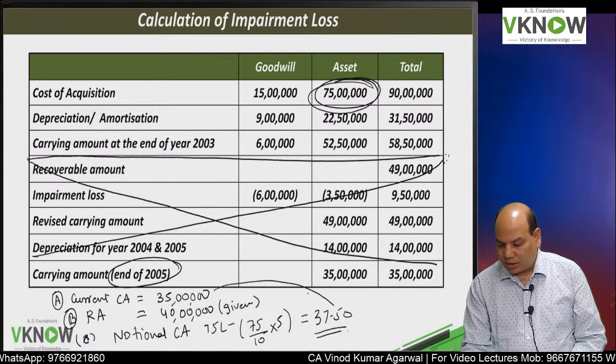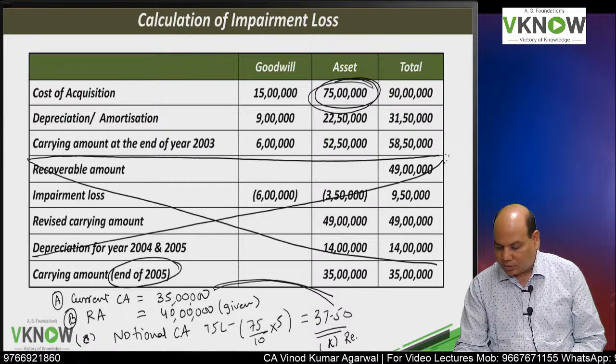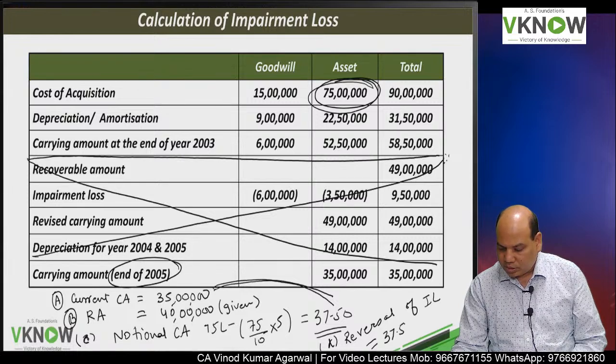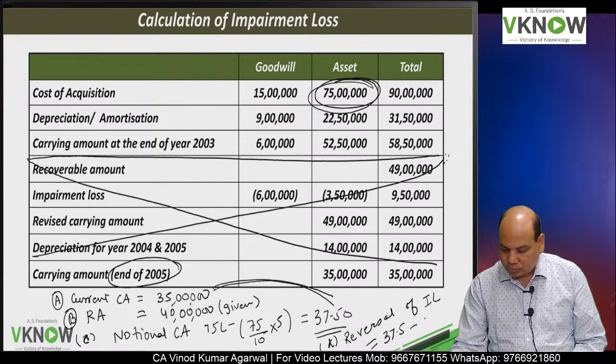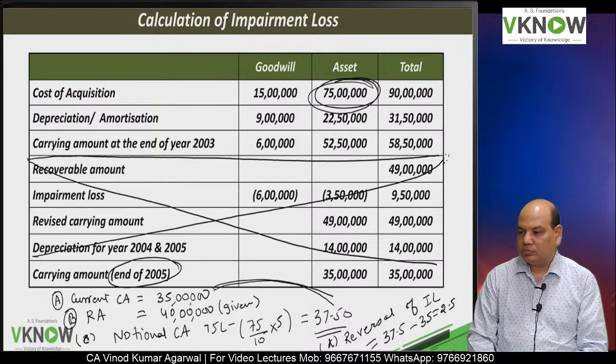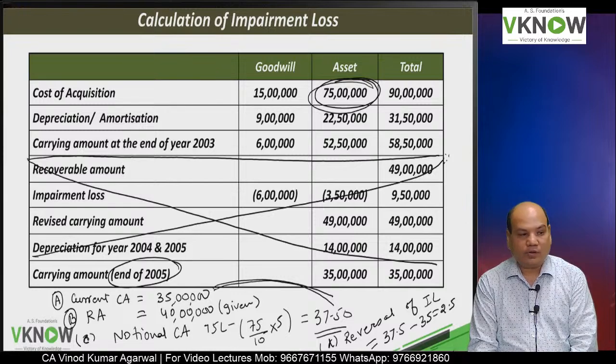So how much maximum can I reverse? The maximum reversal of impairment loss will be 37.5 lakh minus 35 lakh, which is 2.5 lakh. Maximum reversal would have been 2.5 lakh.